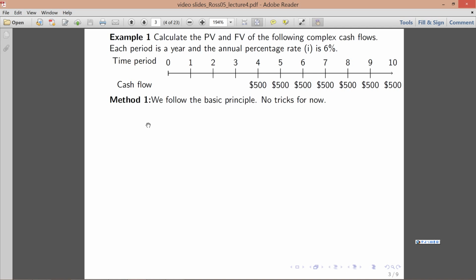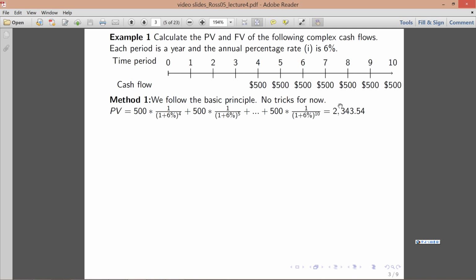Using method 1, we can simply use the basic principle, which is that the PV of a stream of cash flows should equal the sum of the present values of the individual cash flows, and the same thing for the future value. So here's what we do to get the PV. We first find the PV of the first cash flow. Because it occurs at time 4, in order to find the value at time 0, we're going to discount it for 4 periods. That's why we have 4 here. For the second one, we're going to discount it for 5 periods, and for the last one, it's 10 periods. Okay, so it's quite tedious.